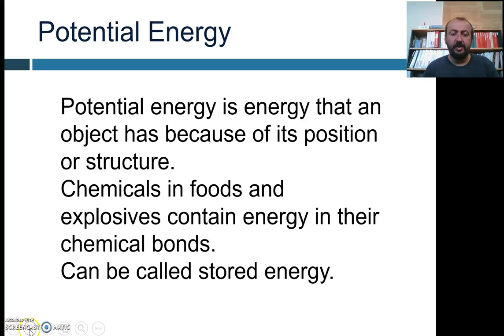So we're going to just continue on our discussion about energy. I'm going to talk about potential energy now. Potential energy is the energy that an object has because of its position or structure, not its movement. Its best description is down the bottom there, where it says it can be called stored energy. So stored energy is sort of sitting there. It's waiting to do something.